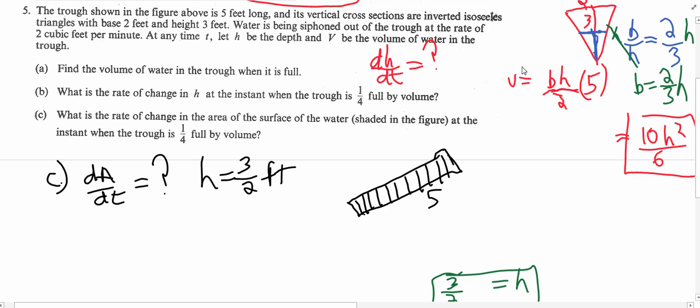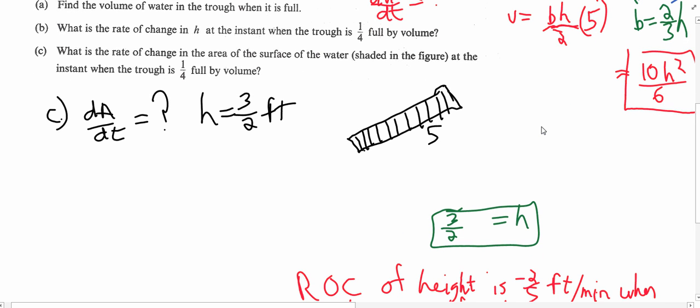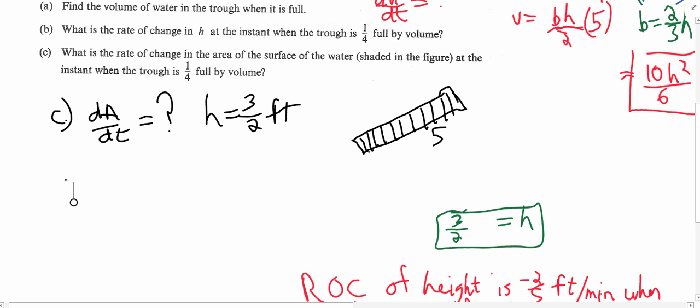So let's write down that area is equal to 5 times the base. And of course we know what the height is when it's 3 over 2, but we know the ratio of base to height is 3 to 2. So that means that the base is equal to 2/3 of the height, right? So let's just go ahead and solve this here.